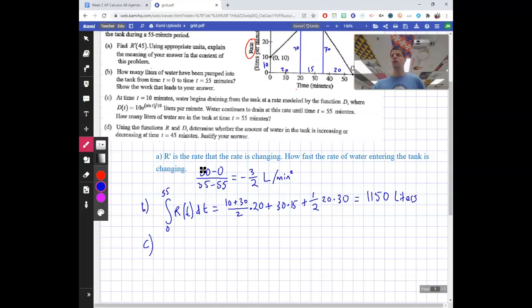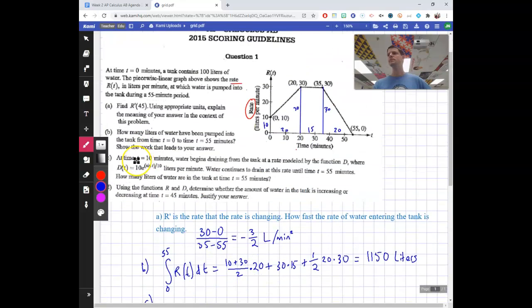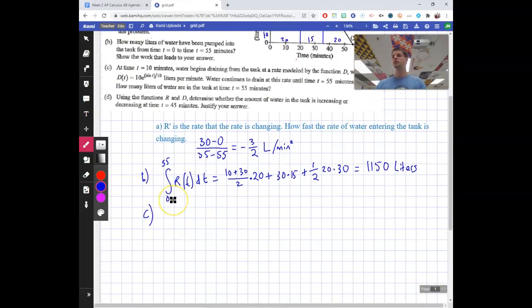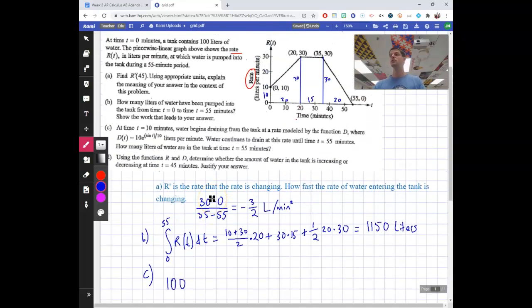So what's going on? Well, a few things. First of all, at time 0, we need to recognize this. It starts off with 100 liters of water, okay? So we're starting at 100 liters. This graph shows us how much it's increasing, right? And fortunately, we just calculated that, right? So I can put plus the integral from 0 to 55 of r of t dt. We know that that number is 1,150 liters because that's been added.